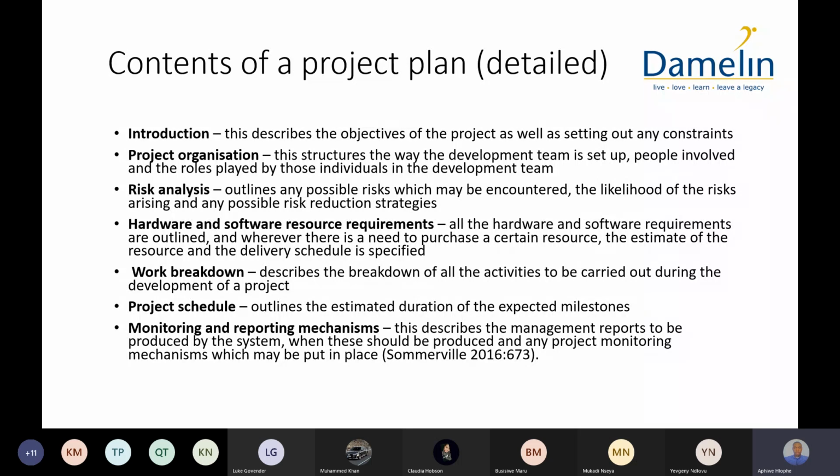The hardware and software resources required, okay? The work breakdown, the scheduling of work activities or tasks, and monitoring and reporting mechanisms. So all of these points will be there, and they are expanded extensively, okay, into subsections.